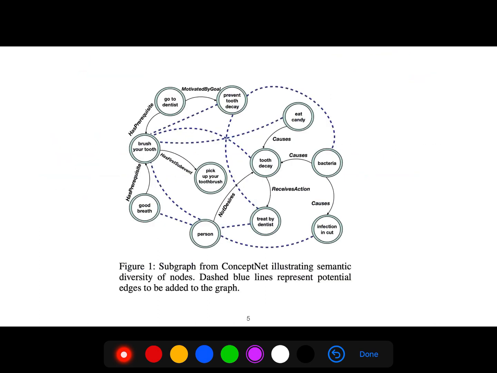So this is an example of a subgraph from ConceptNet illustrating the semantic diversity of nodes. These dashed blue lines are the potential edges. They may not even exist, and if they exist, we should know the relation between them. It is important to note that, for example, "go to dentist" is like a sentence; each node has a sentence. So it's a little bit different from Freebase or other knowledge bases, where a node is just a word or a single token.